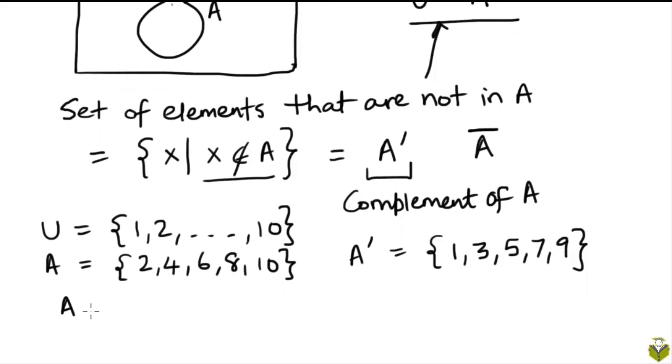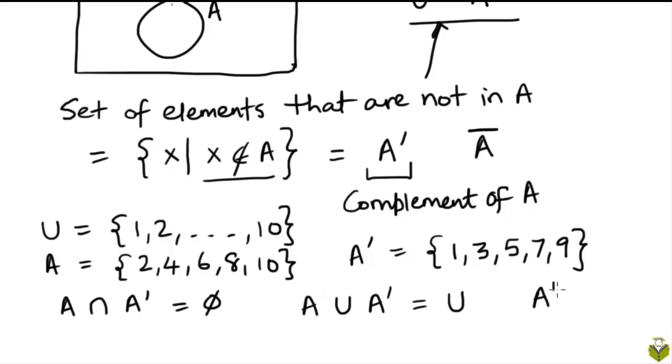And obviously you can see that A intersected with its complement will be the empty set because the complement of A are all the elements which are not in A. So A and A complement don't share any elements in common, so their intersection is the empty set. But if you take their union, A union A complement, that would be the universal set.